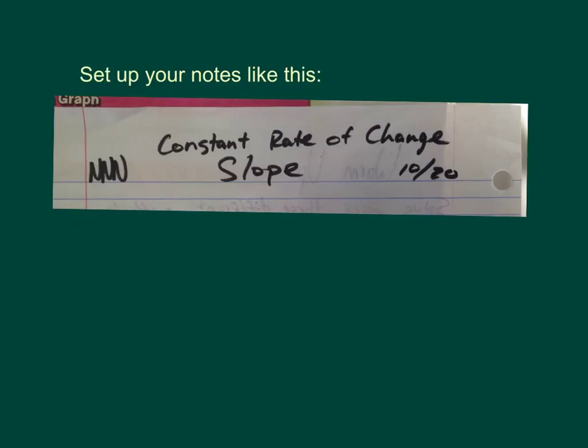Here we go. Yesterday, set up your notes like this, please, so that you have the Triple N's up top, constant rate of change and slope. Those are our topics, and then put today's date. Once you're ready with those, go ahead and hit play to continue.